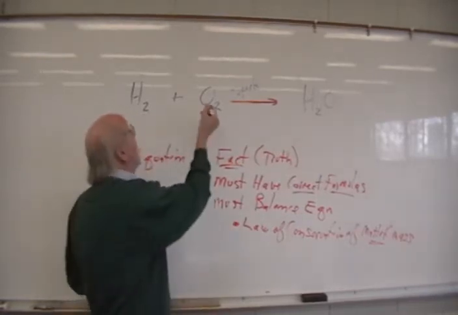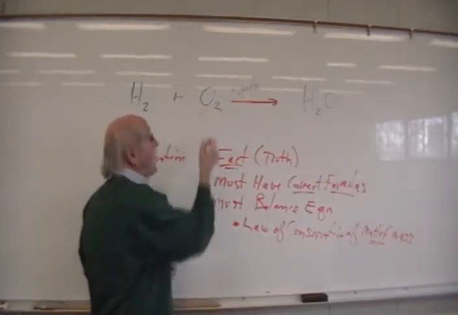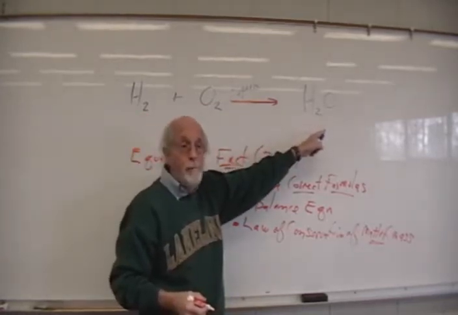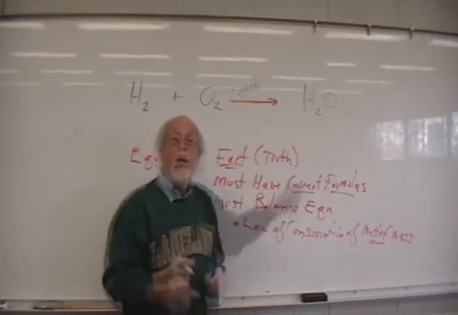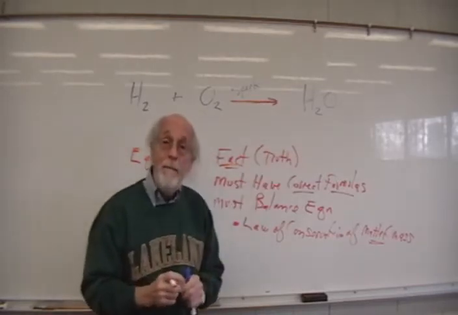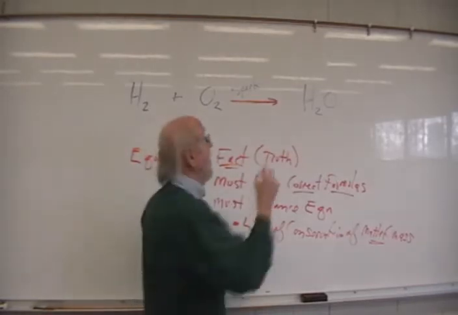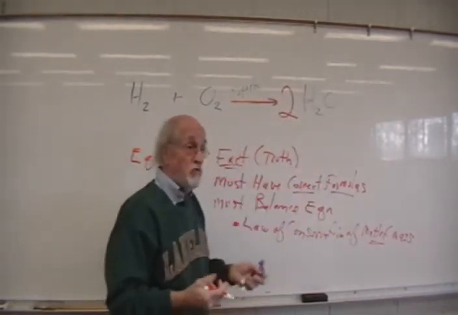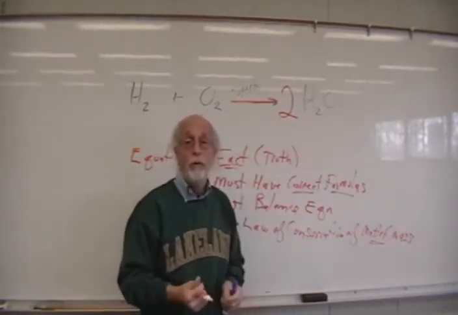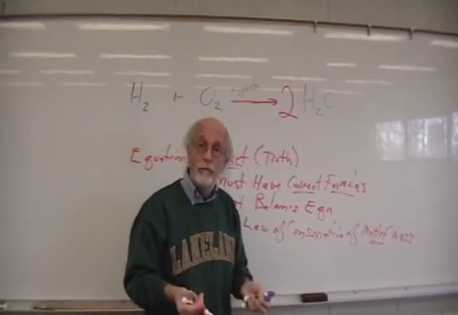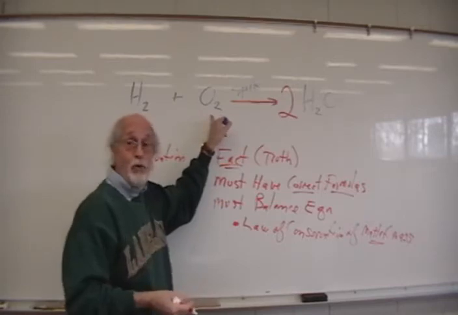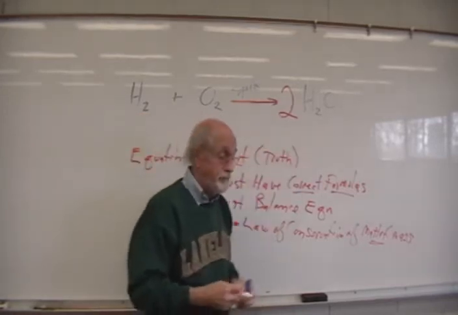Okay. Oh, I've got 2 oxygen atoms here, but only 1 over there. What do I do? I can say, well, maybe I make 2 water molecules. I'm allowed to put a number in front. So now it's reading, 2 times water, or 2 water molecules. It's that simple. Okay. So now I'm happy again because I've got 2 oxygens here and 2 over there.